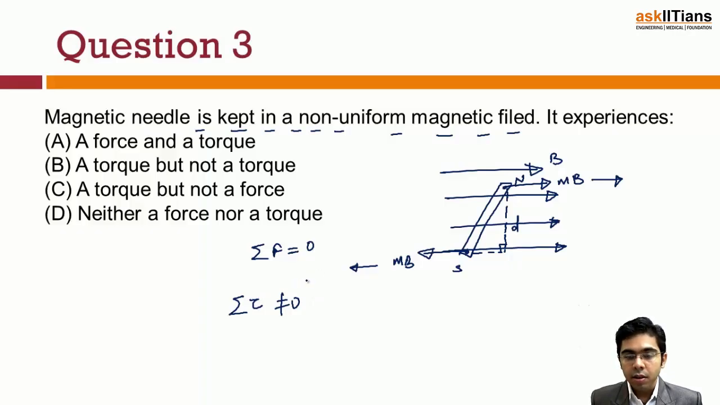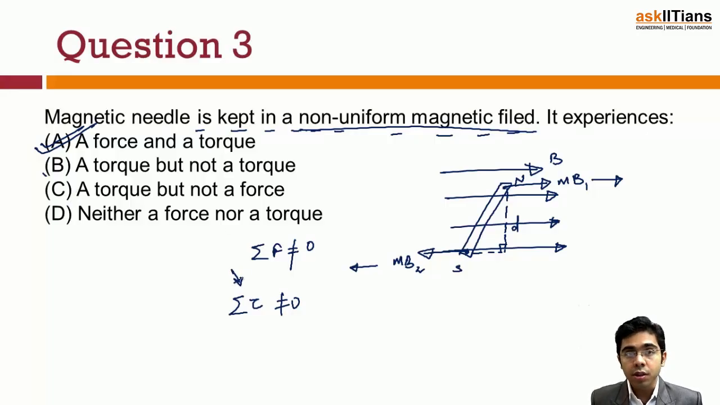But what do we say? Whenever a bar magnet is placed in a non-uniform magnetic field, non-uniform means everywhere the field lines or the magnitude is not constant. So we can represent this by B1, and here let's say it is B2. Therefore the summation of force will also be non-zero for this case, and hence in a non-uniform magnetic field it will experience a torque and also a force. Option A should be correct: a force and a torque both.